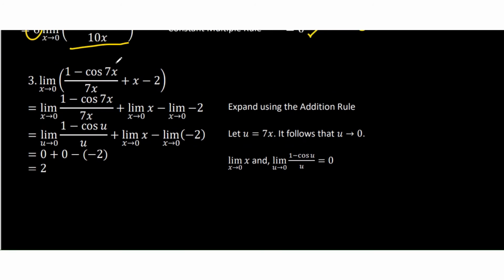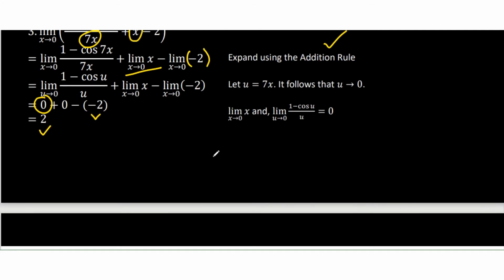So in number 3, 7x and 7x, they are the same, so that is good as 0 immediately. However, you have limit of identity and limit of constant. So limit of x as x approaches 0. Here we expanded using the addition rule or subtraction rule. So limit of -2 as x approaches 0 is simply -2. So 0 plus 0 minus -2 is 2. So that is the limit.